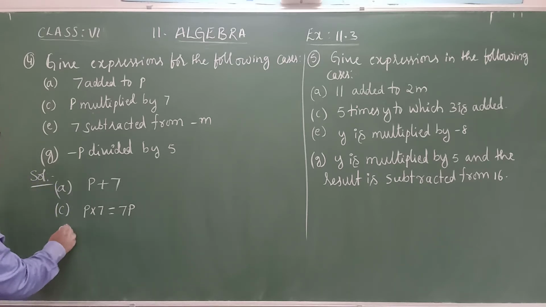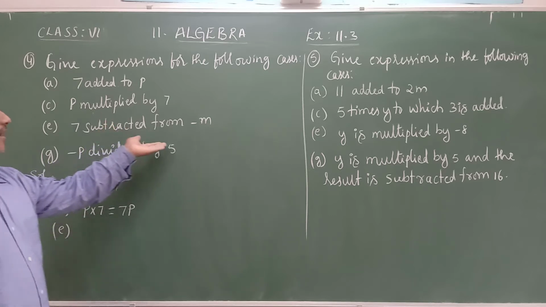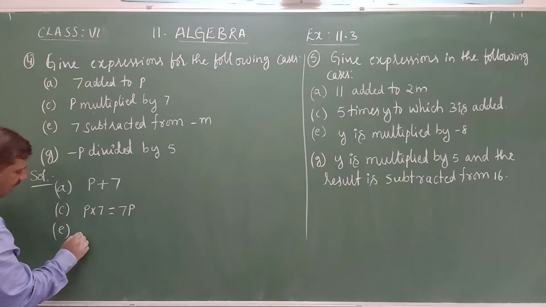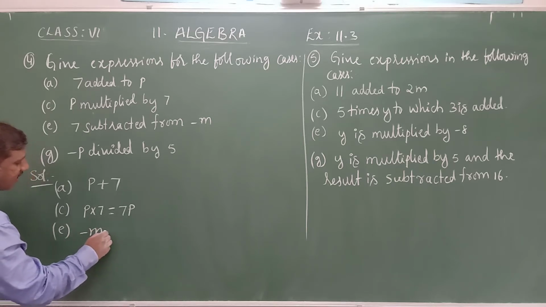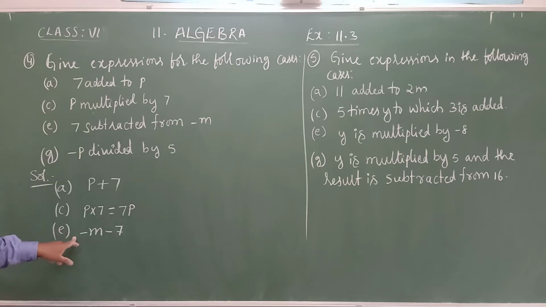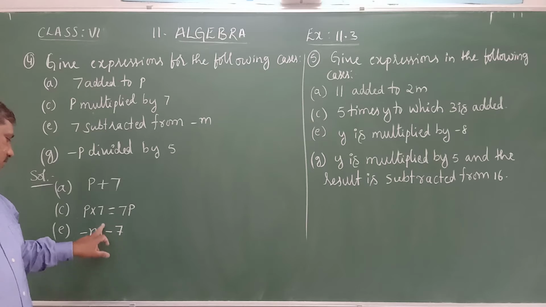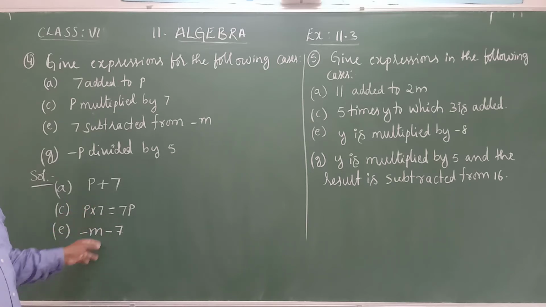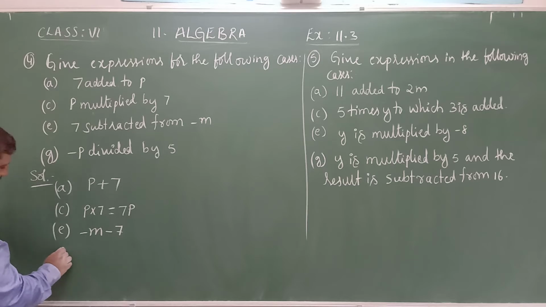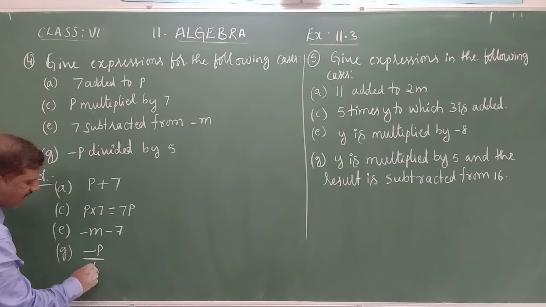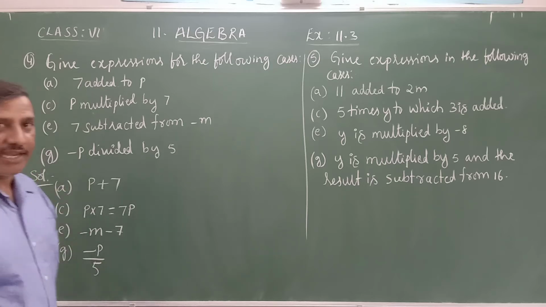Then the E bit we have 7 subtracted from minus m. From minus m, 7 is subtracted, that is minus m minus 7. Now the G bit here we have minus p divided by 5, that is minus p divided by 5. 5 is dividing minus p.